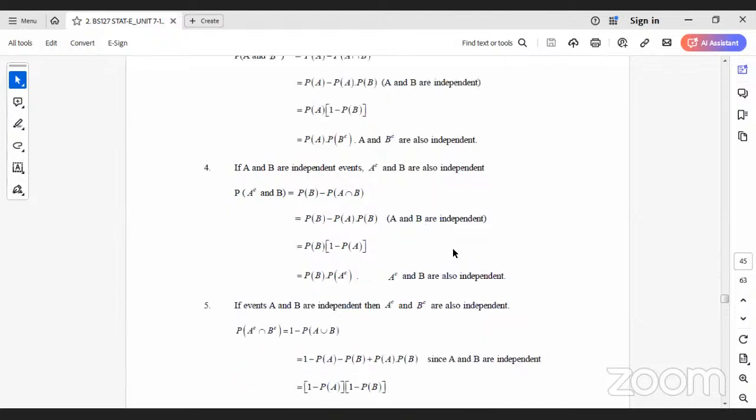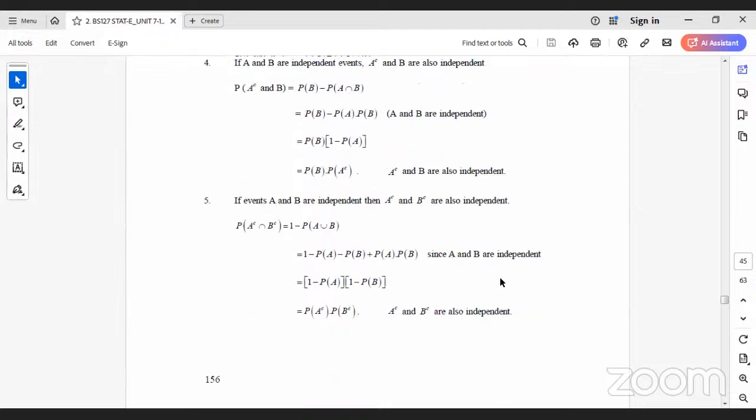If A and B are independent events, A complement and B are also independent. P of A complement intersection B equals P of B minus P of A intersection B, which is P of B minus P of A into P of B. Taking P of B common, A complement and B are also independent here.